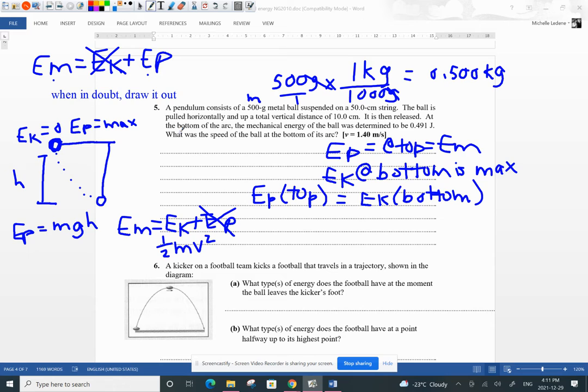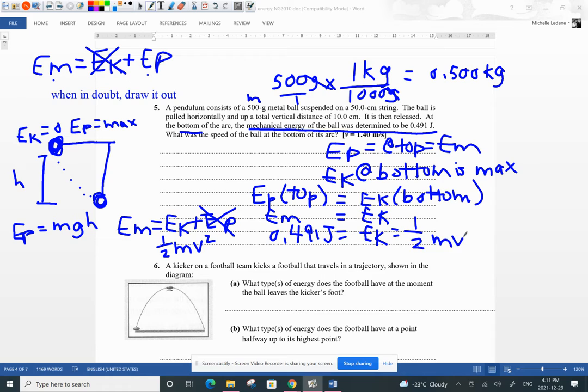And it says at the bottom of the arc, the mechanical energy of the ball was 0.491 joules. So whatever it had at the top in potential was 100% converted into kinetic down at the bottom. So this mechanical energy is going to end up being all converted into kinetic. So we know the mechanical energy is 0.491 joules, and that's going to give us our kinetic, and we know kinetic is 1/2 mv squared.